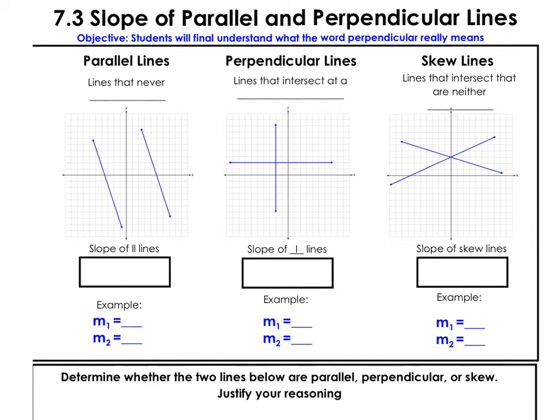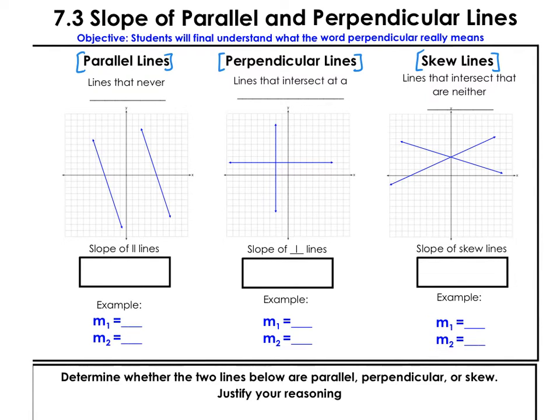Welcome to lesson 7.3, slopes of parallel and perpendicular lines. Before we get into today's lesson, I just want to redefine three words for you: parallel lines, perpendicular lines, and skew lines, which you probably don't even know because I haven't said it yet. So let's go over these. Let's just do a quick reminder, okay?